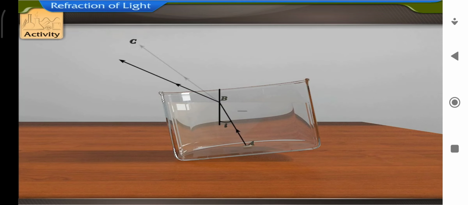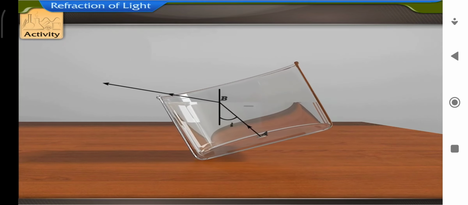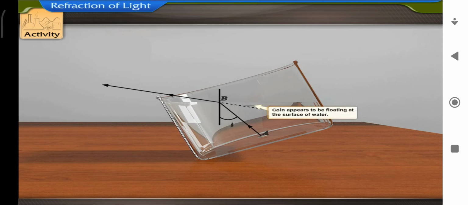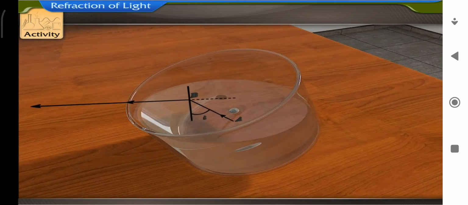When the jar is tilted, the ray AB is incident at a higher angle of incidence on the interface and gets deviated more from the normal and travels along path BD. The coin appears to rise further. If the jar is further tilted at a suitable angle, called the critical angle of incidence, the ray AB gets deviated away from the normal and grazes just along the surface of water, and the coin is felt to be floating on the surface. We have seen the effects of refraction of light when it travels from one medium to another.